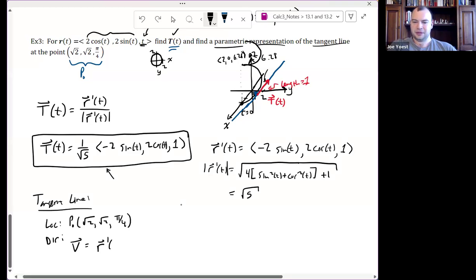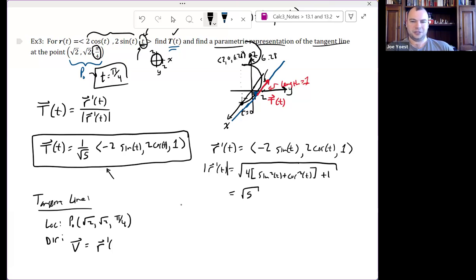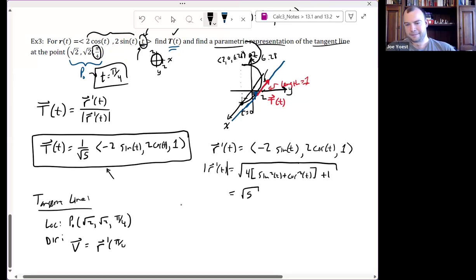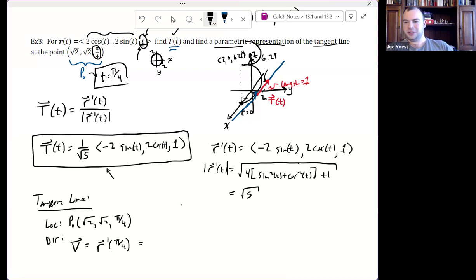R prime, and importantly at this point is at t equals pi over 4. Right, just matching up the third components shows us that t has to be pi over 4. So my direction vector is going to be r prime at pi over 4. It's going to be a vector that's parallel to this red one that I've drawn on the picture here. This red one that I've drawn here is r prime of pi over 4 specifically.